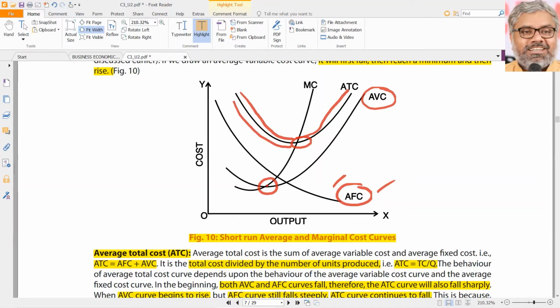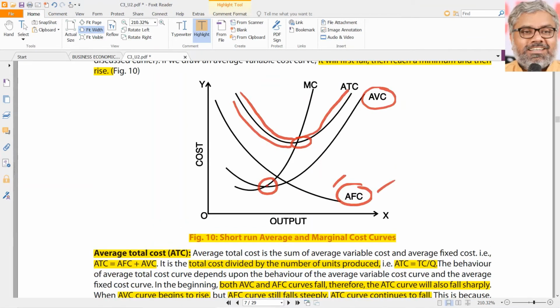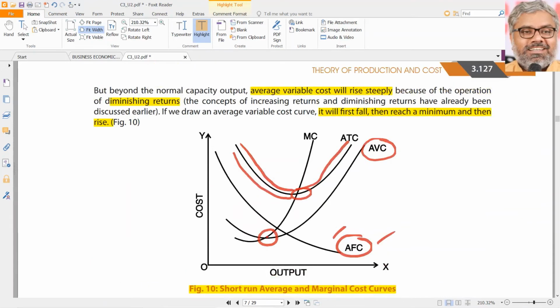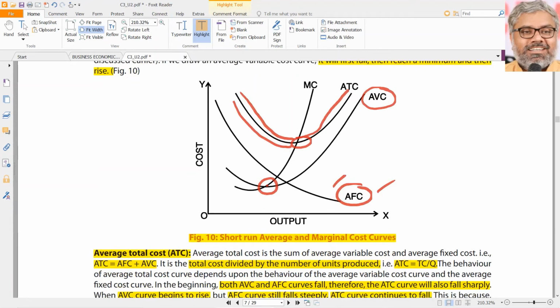So once again, to understand what is happening in each case, AFC is always falling, no doubt in that. AVC falls in the initial stages due to increasing returns to variable factors, and afterwards AVC increases due to diminishing returns to variable factors. Whereas average total cost initially declines because of the cumulative effect of the reduction in AFC and the reduction in AVC.